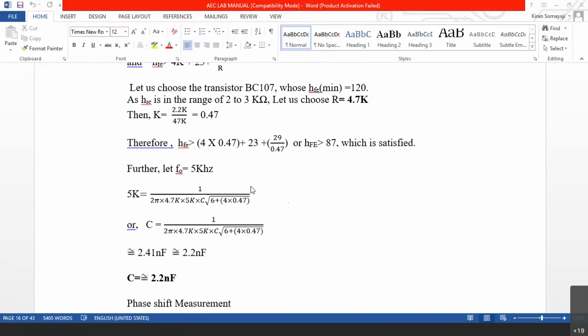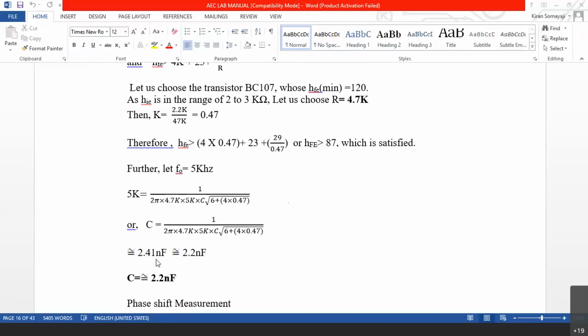My colleagues who have done this lab manual have not verified it correctly. But look at this C value. C equals 1 over 2 pi into R into F, where F is 5 kilohertz. Again, this C should not have been there. They have put C everywhere here. Here C should be there, 5K should not be there. They have done copy pasting again. Anyway, with 6 plus 4K, we get C around 2.41 nanofarad.